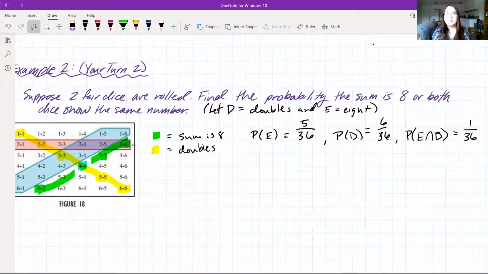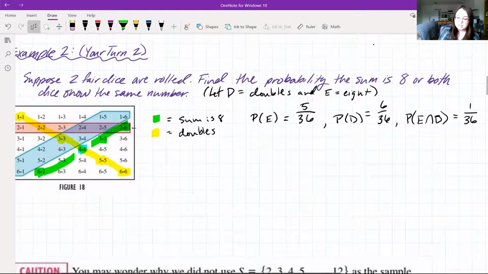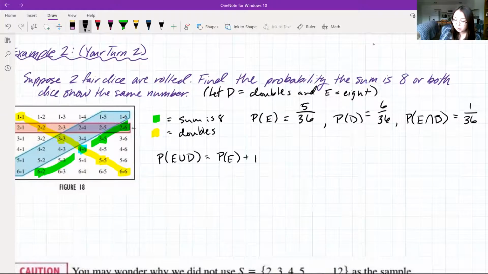Now we want to use our union rule to calculate our probability of finding a sum that is 8, or both dice show the same number. And we know our probability of E union D is equal to the probability of E plus the probability of D minus the probability of E intersect D.